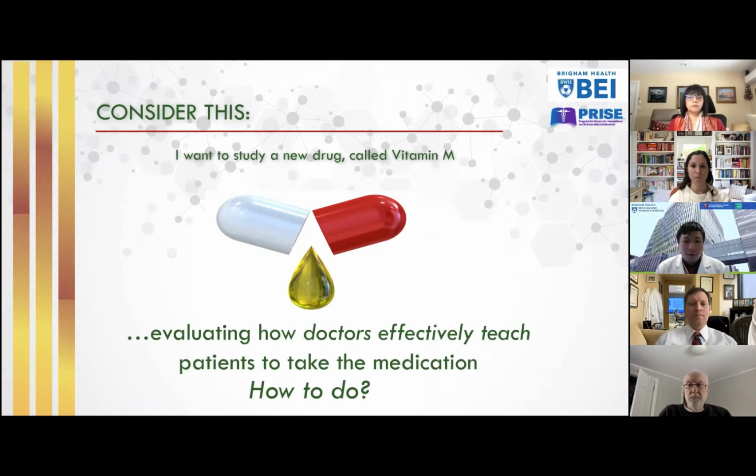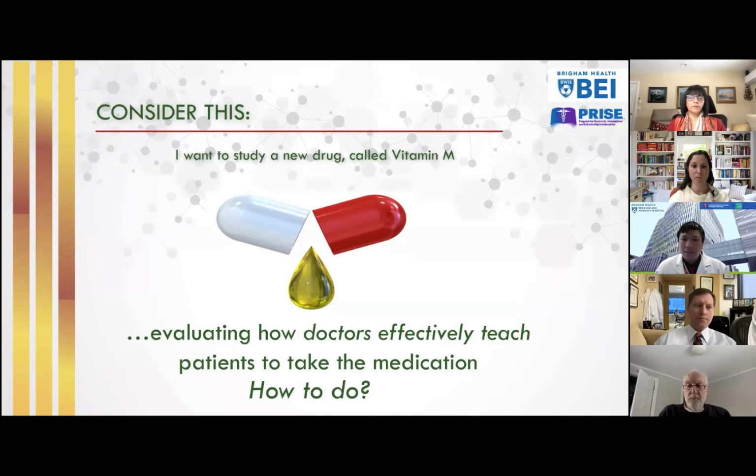Finally, and I think a bigger question, is thinking about how this drug would be evaluated in how doctors effectively teach patients to take this medication. How would we do that? Well, this is looking at patient outcomes. This is probably a longer term question, thinking about how patients are really being treated for the disease afterwards. This could be things like looking at their compliance rates. We could have visiting nurses come see the patients and see how they are actually taking the drugs based on the teaching they've had beforehand.